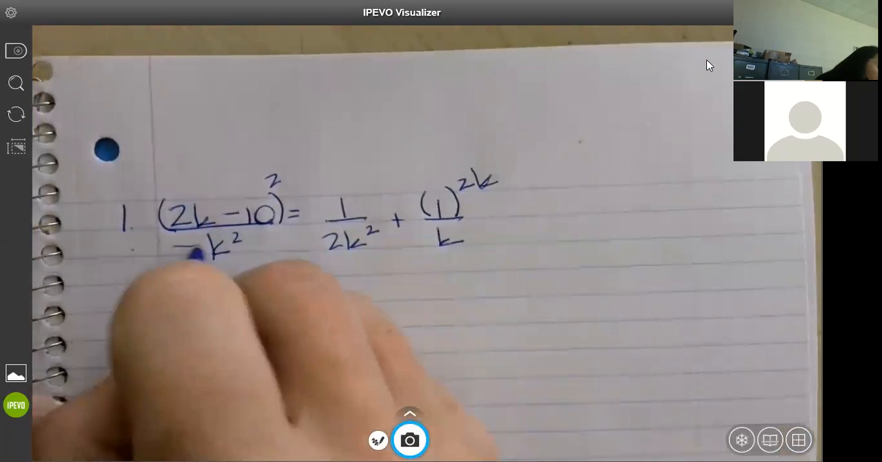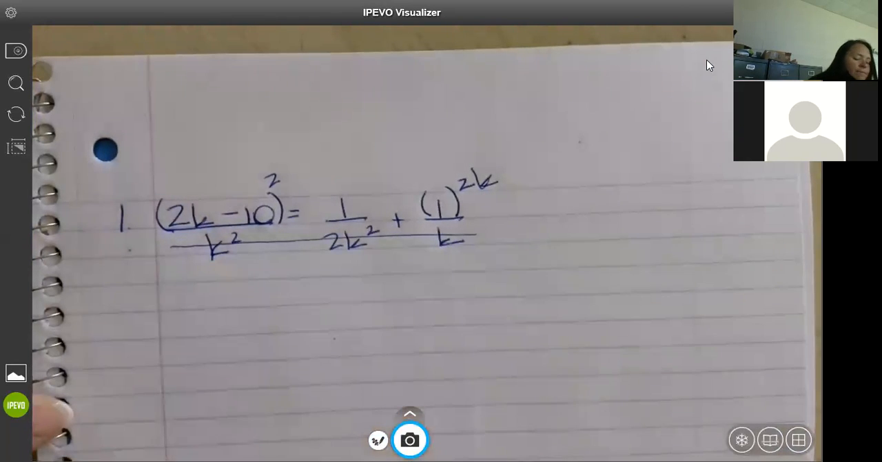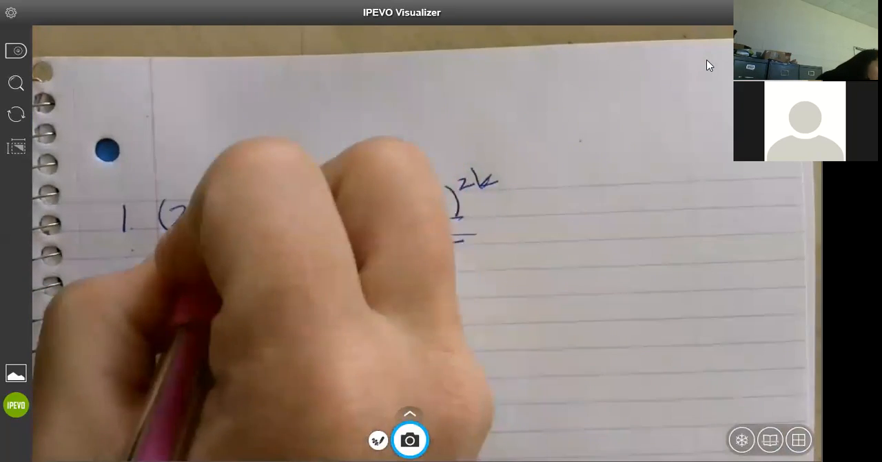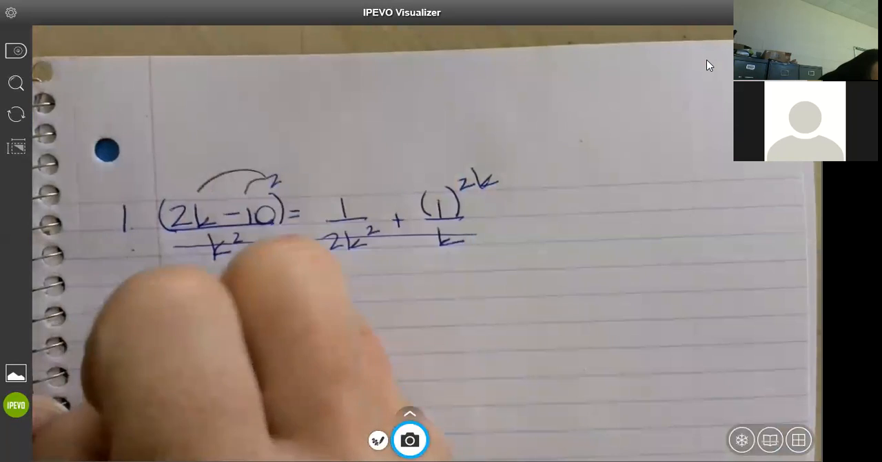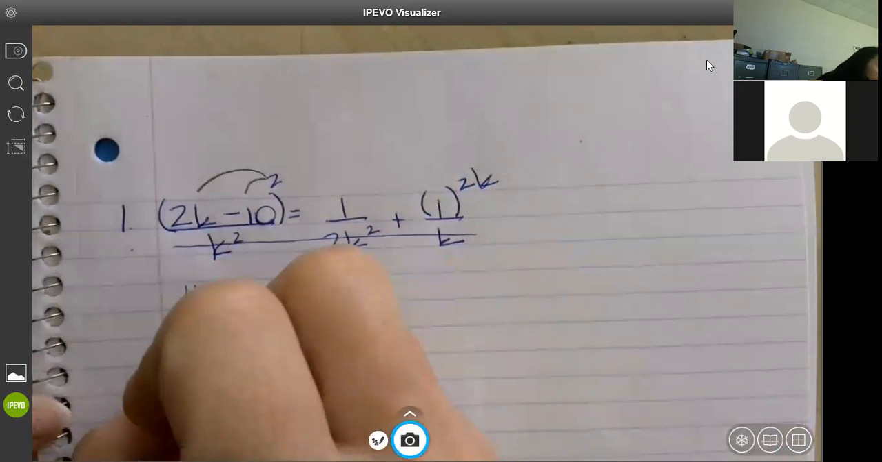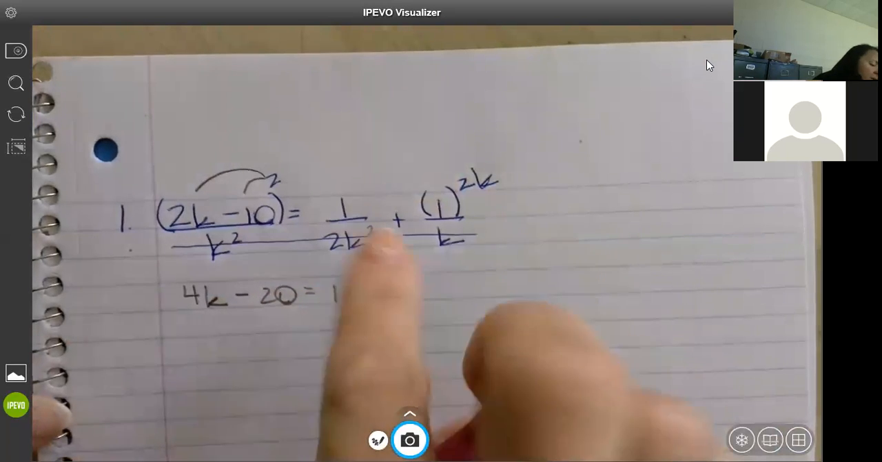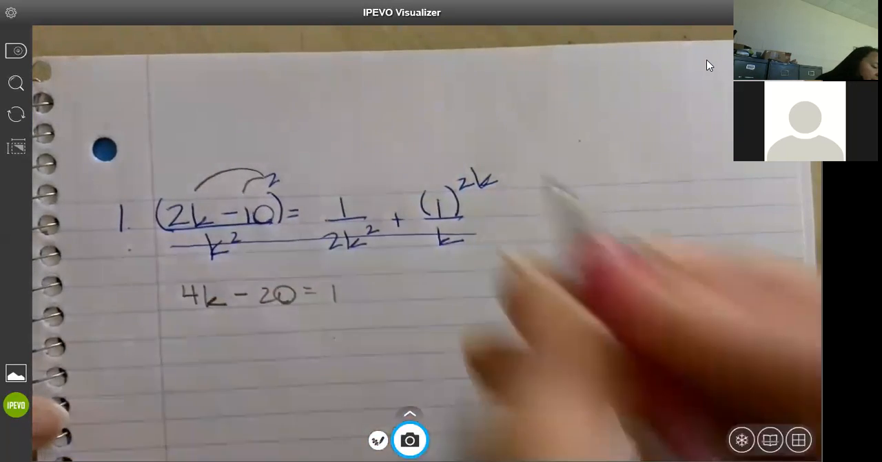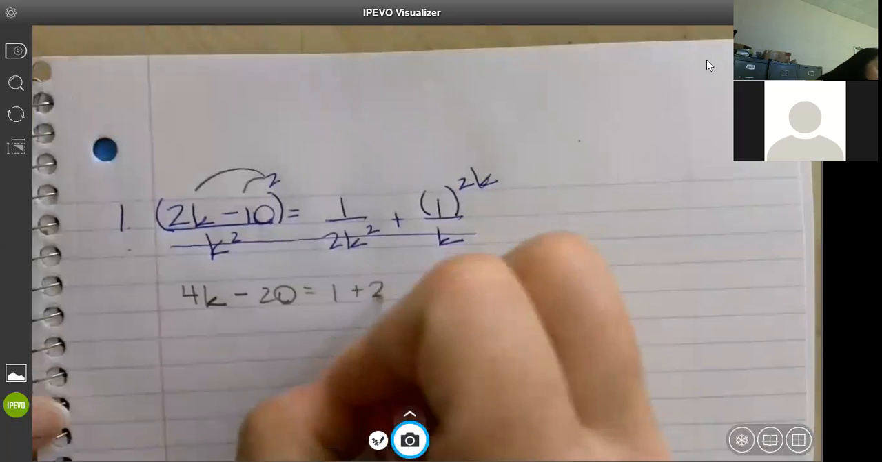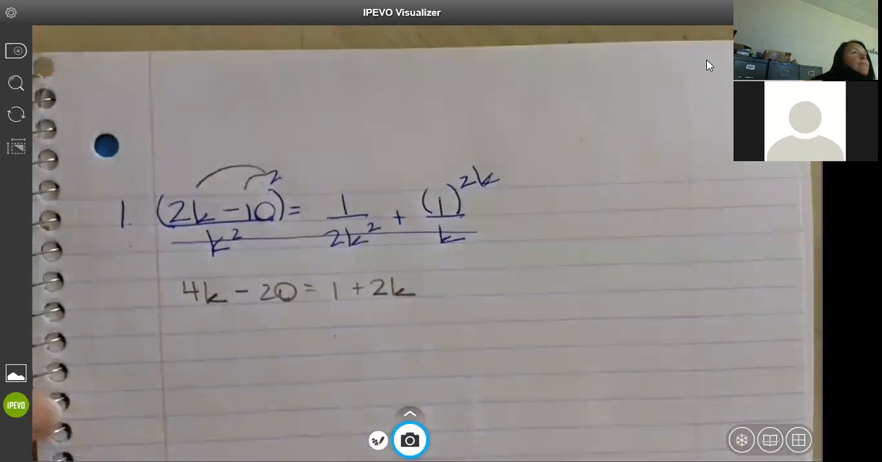Once you get the top, you don't need the bottom anymore. And you're going to solve it out. So we're going to distribute. 2k times 2 is 4k. 2 times negative 10 is negative 20. This one didn't need anything, so it's just 1. And then 1 times 2k is 2k.